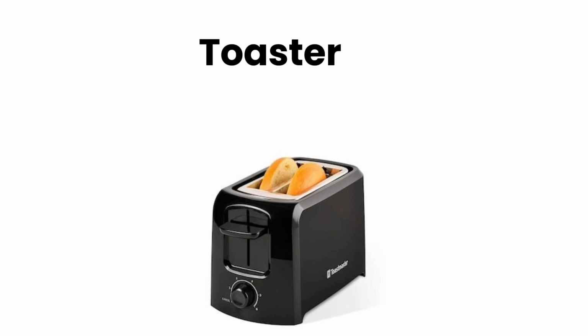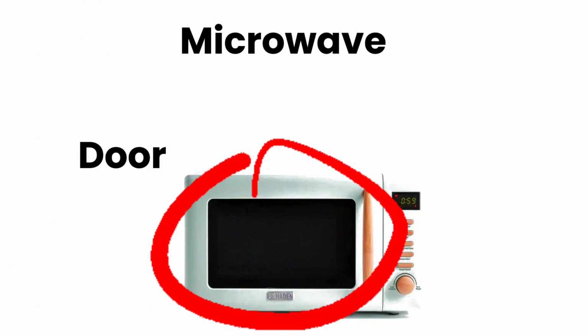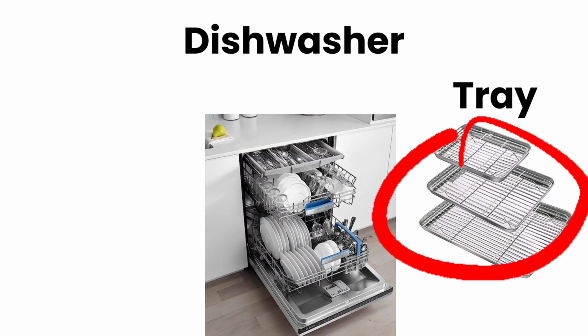This one is a toaster, and a toaster has two slots. This one is a microwave, and a microwave has a door. This one is a dishwasher, and a dishwasher has different parts, like the tray.